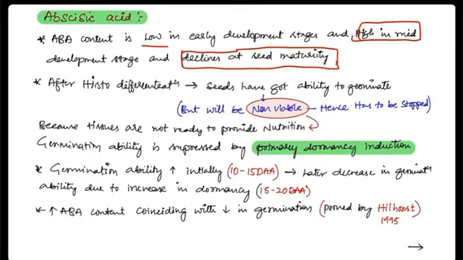Soon after embryo differentiation, the seed will have the ability to germinate. So minimum or basic germination can occur soon after embryo differentiation. But if they germinate, they will be non-viable. Why will they be non-viable? Because they are not ready to provide the nutrition. The tissues have not been filled with seed reserves. That is why they are non-viable. To counter this, the ABA content will be high at that time, which will inhibit germination.